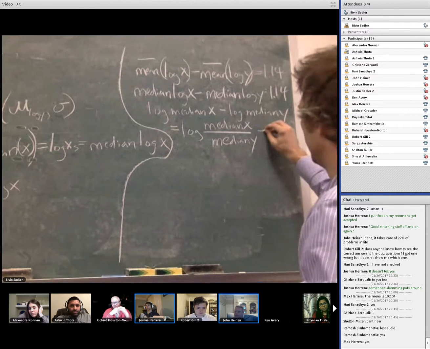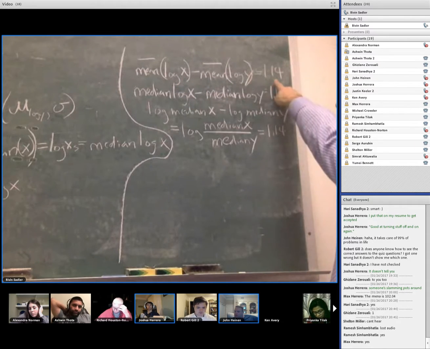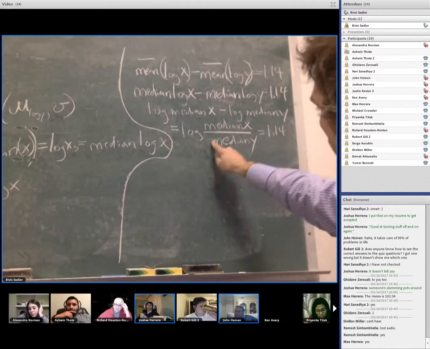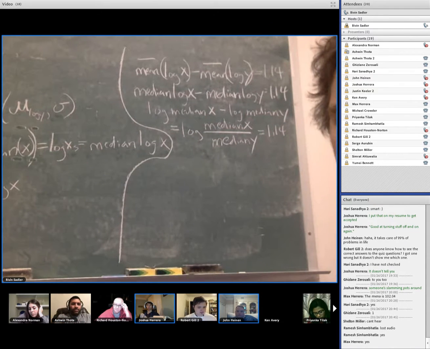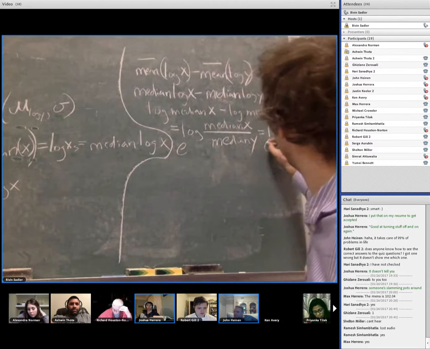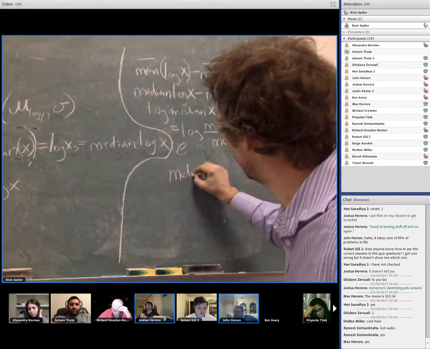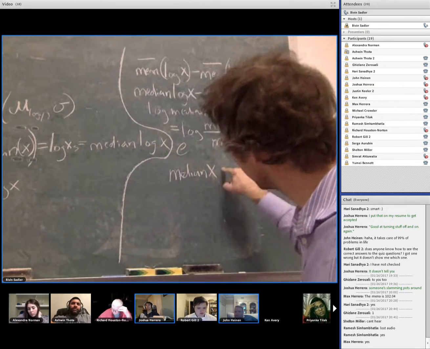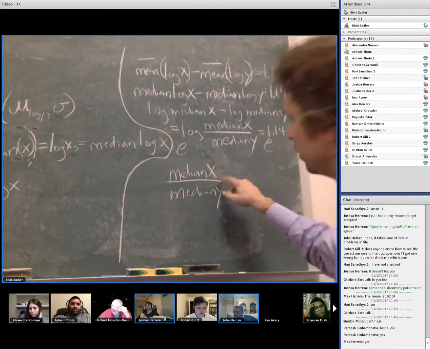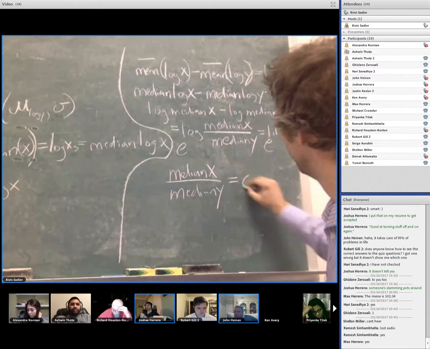That's equal to 1.14. So when I exponentiate both sides, I get the median of x on the original scale divided by the median of y on the original scale, something that's very interpretable, which is why we love the log transformation, is equal to simply e to the 1.14, which equals, in this case, 3.1.